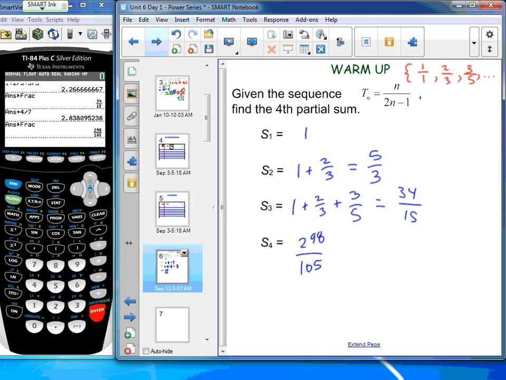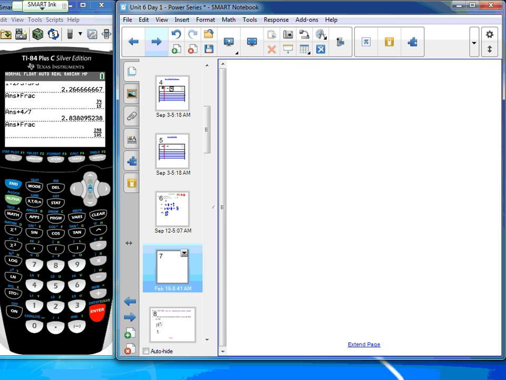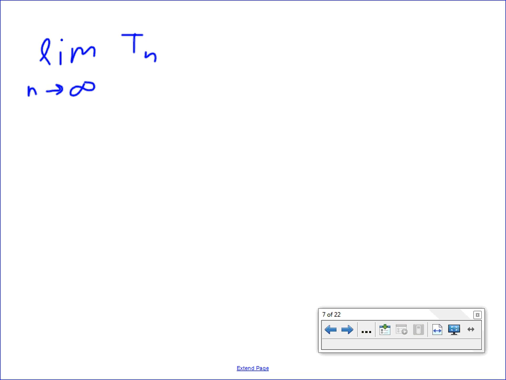So let's go ahead and show that so that we can save time and energy. Let's consider the limit of the nth term. If that doesn't converge to 0, then there's no hope for the series converging. So let's verify that. The limit as n goes to infinity of T sub n is given by the limit as n goes to infinity of n over 2n minus 1. Initial evaluation results in an indeterminate form, infinity over infinity, and so we'll practice with our algebraic techniques.